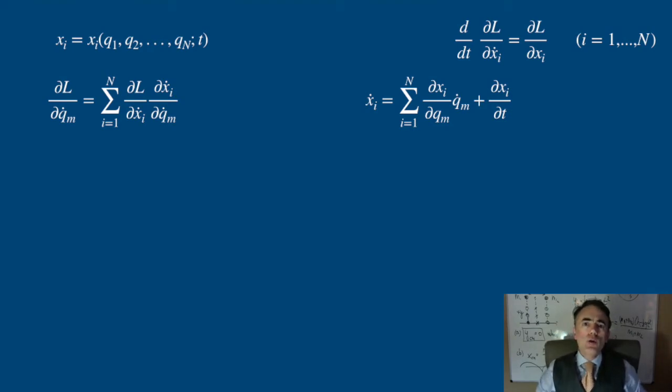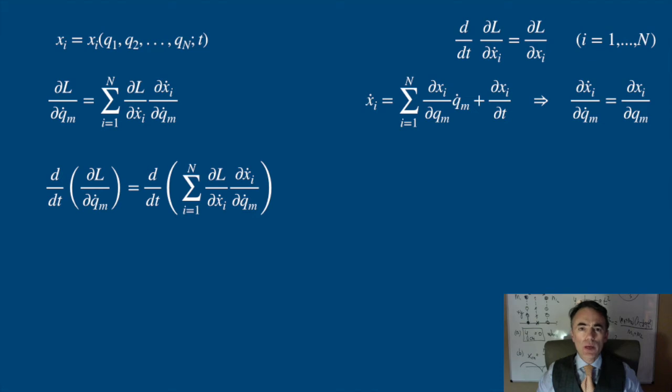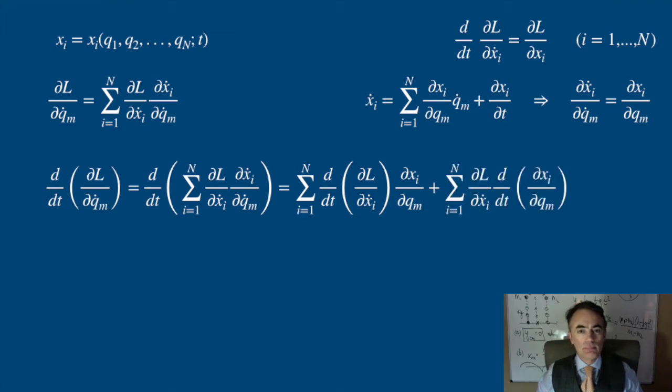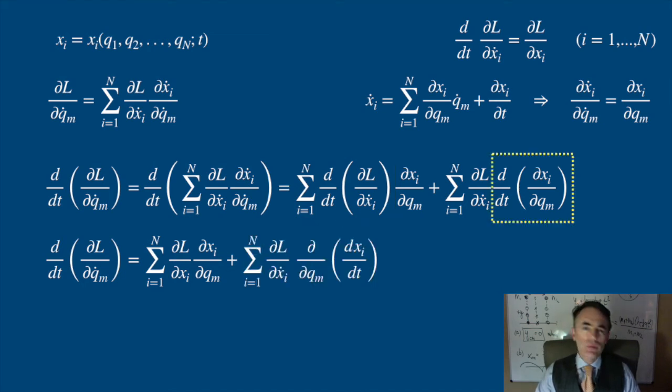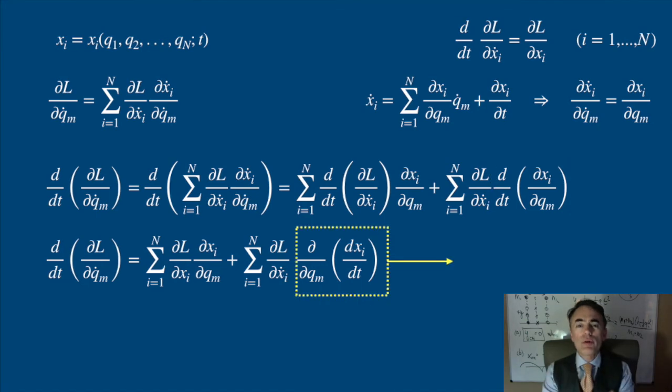If I now do the partial derivative of this result with respect to q dot, I get this. Now I can substitute this in the first expression I wrote and I apply the derivative with respect to time. The first term on the right-hand side of the equation can be rewritten using Lagrange equation for Cartesian coordinates. For the second term, we have that x_i is being derived with respect to q_m and with respect to time. I can switch the order of these derivatives.